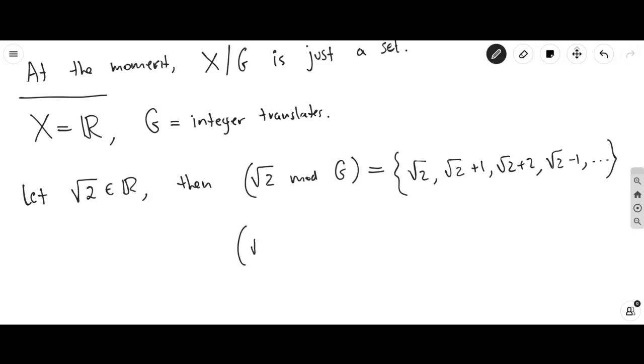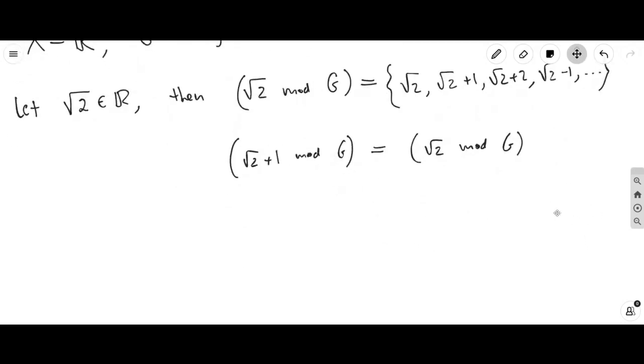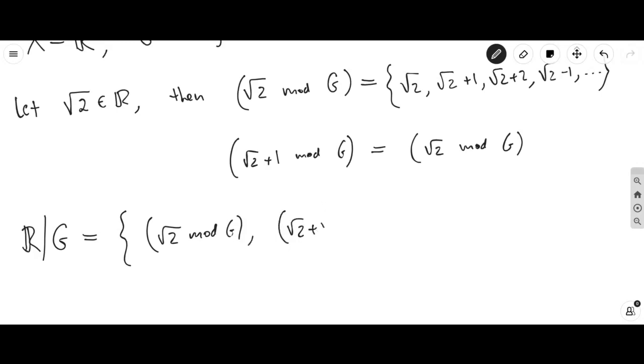And by the way, if you take square root of 2 plus 1 mod G, that will of course be the same thing as square root of 2 mod G. Because square root of 2 plus 1 and square root of 2 can be obtained from an integer translate, they end up generating the same class mod G. And then you would say that R mod G would be the set of all of those. So you will have the class of square root of 2 mod G. You have another, now you're not going to write square root of 2 plus 1 mod G because that's repetitive, you already have that.